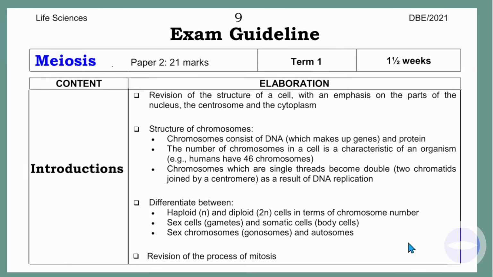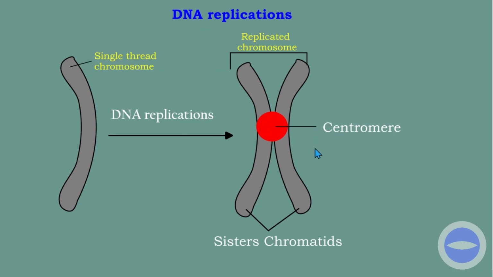Another thing that the examiner wants us to know is that chromosomes which are single thread become double as a result of DNA replication. Double is two chromatids joined by a centromere. So this statement tells us that this is a single thread chromosome. Like I said, when it's one like this, it's a single thread chromosome. And after it went through DNA replication, we have a replicated chromosome. This is also a chromosome, but to be specific, we can call it a replicated chromosome.